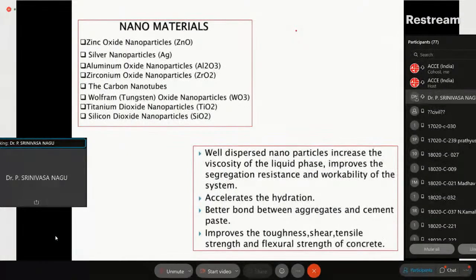Many are patented ones. You can see such literature is available all over the net. There are several research papers. It is also a very good area for research.